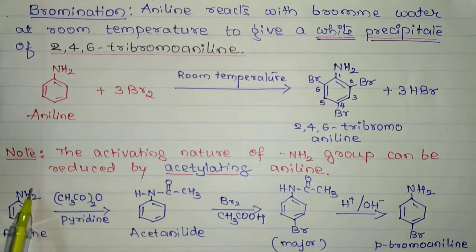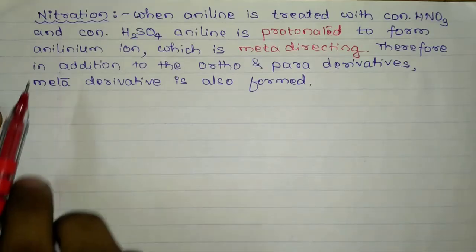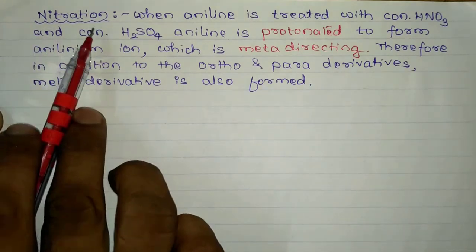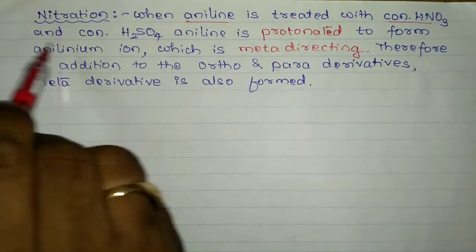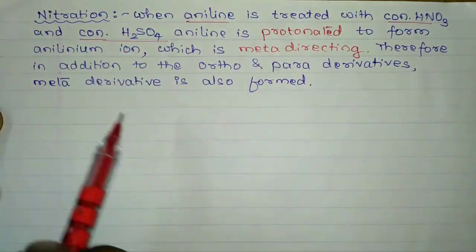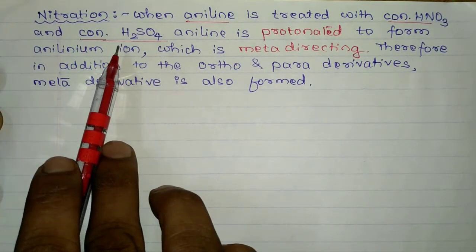By deactivating this NH2 group, we can get only mono-substituted or monobromobenzene in this case. This is the bromination of aniline. Now we'll discuss the nitration reaction of aniline. When aniline is treated with concentrated nitric acid and concentrated sulfuric acid, this is also known as nitrating mixture.